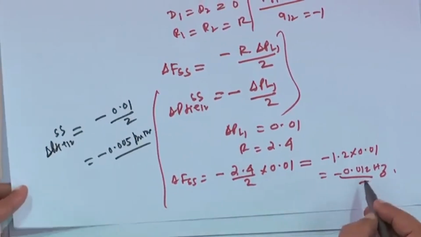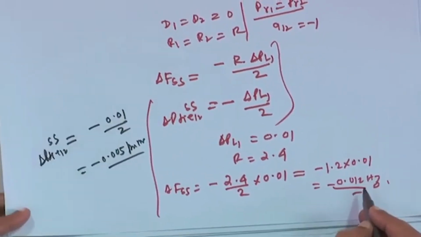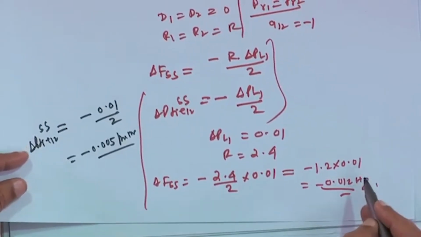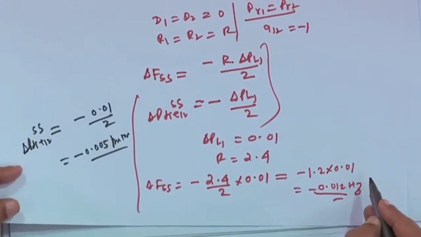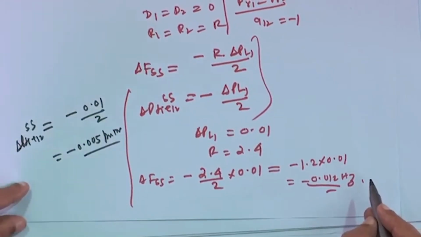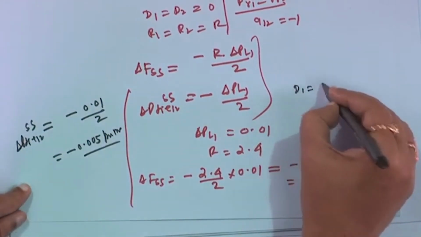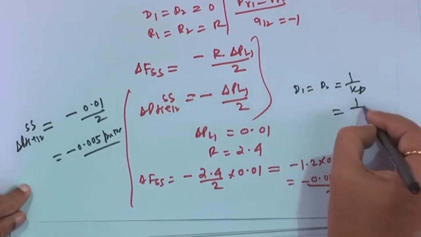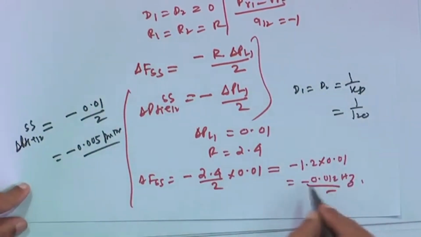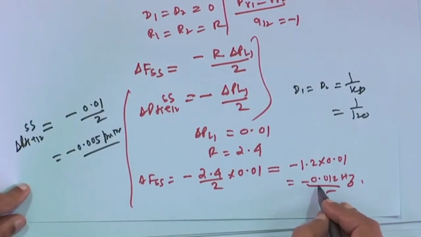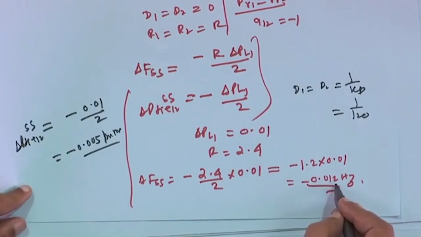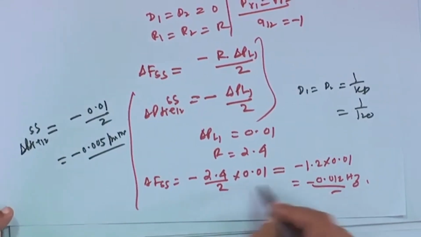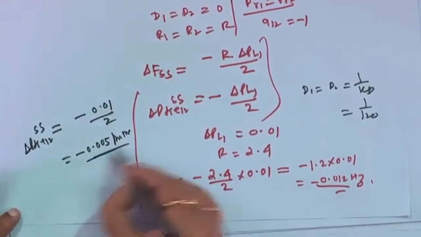And if you consider the D value, I mean D1 is equal to D2 is equal to 1 upon Kp, and Kp is 120, so 1 upon 120, then you will get this value slightly less, it will become minus 0.0117 Hz, if I recall correctly. But this is a good approximation, very close actually.